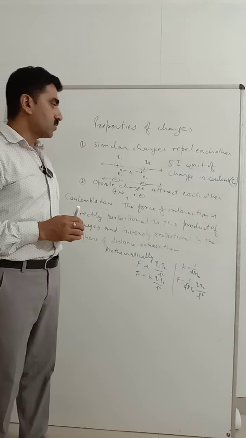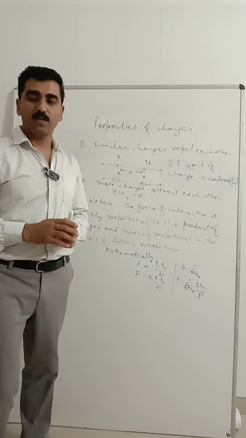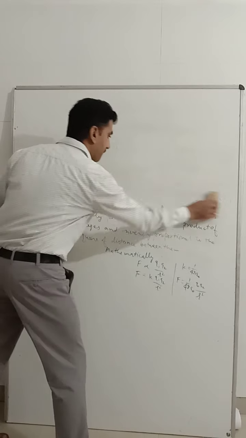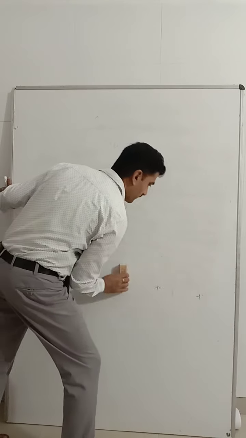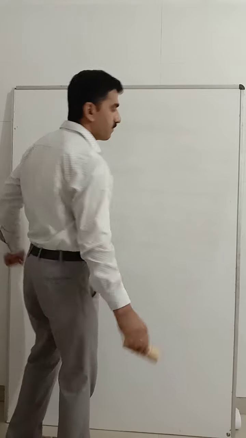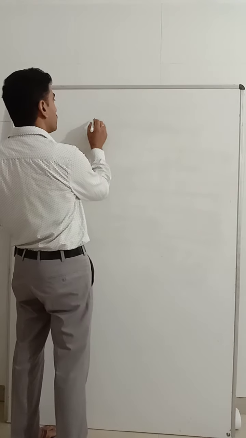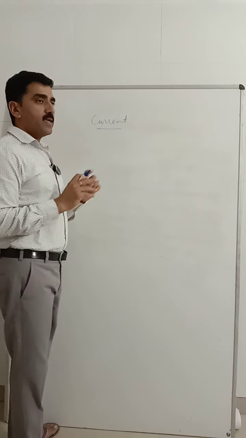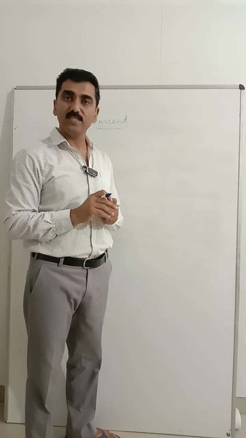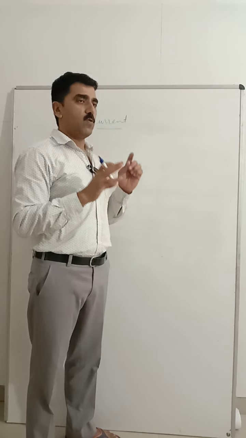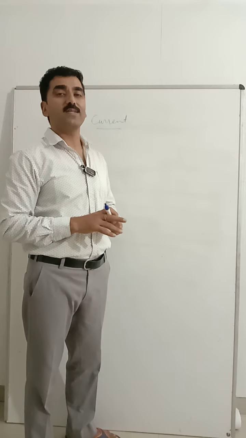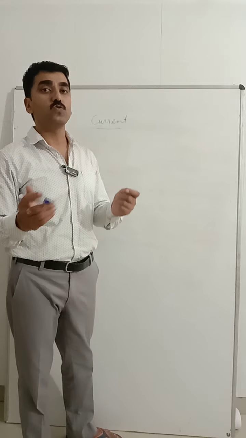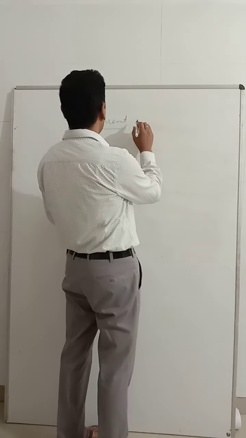So now we will talk about current. The next topic is current. Current is of two types: one is AC current and one is DC current. About AC and DC, we'll talk in detail in the next chapter, in the next video. But right now, current. What is current? How do we define it? Okay, so we'll study about this.